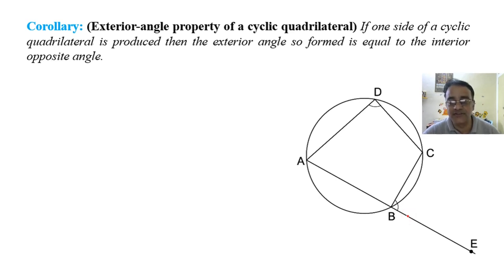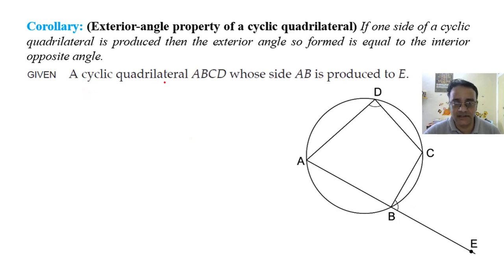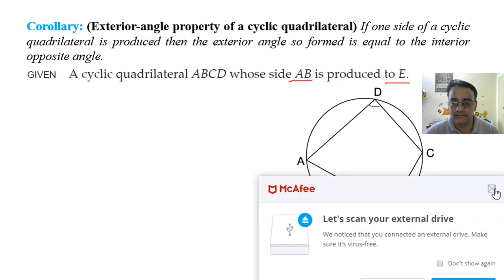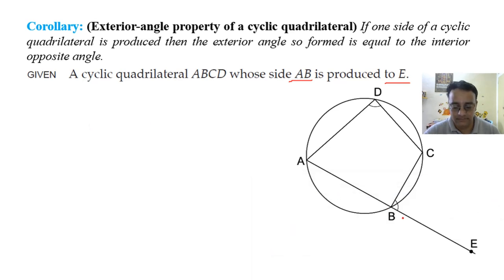Now we are going to prove this theorem. So we'll start with the given. What is given? A cyclic quadrilateral ABCD whose side AB is produced to E. To prove: this angle is equal to this angle. Angle CBE is equal to angle ADC, we have to prove. Is it clear what we have to prove? Yes, sir.